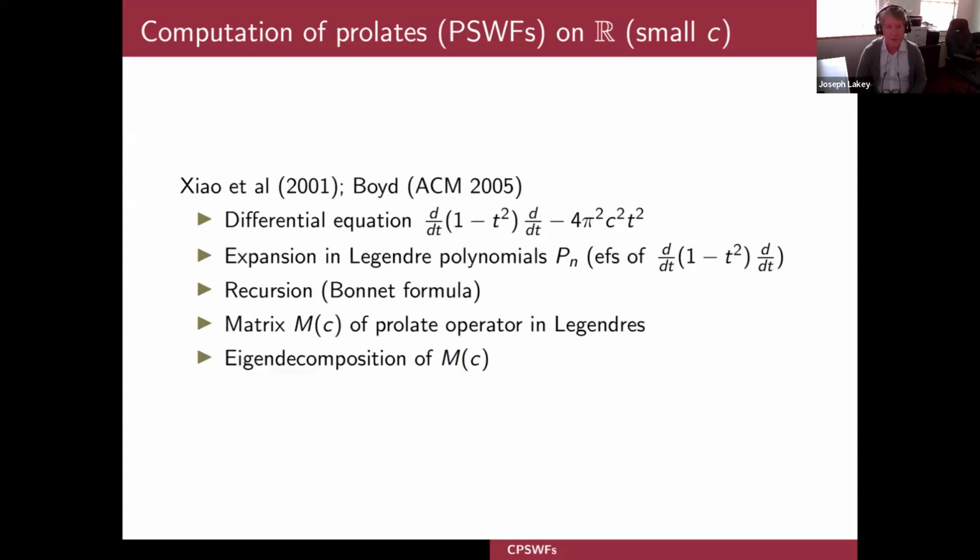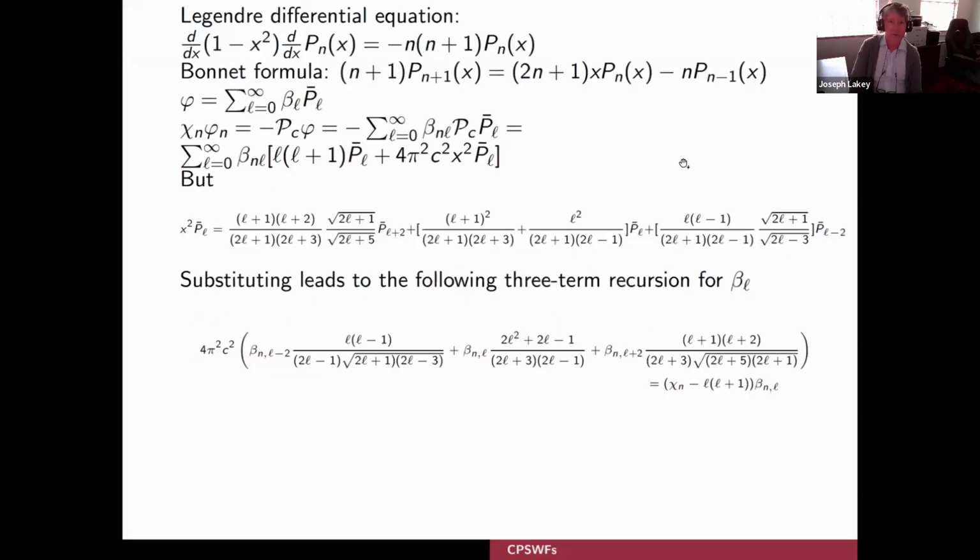And the critical observation by Xiao et al. and Boyd is that if you just want to compute the eigenfunctions up to some order, then you can use this three-term recursion to build a matrix and truncate the matrix up to some size, depending on the order of the eigenfunctions you want to compute. And that truncation gives you a good estimation of the coefficients of the expansions themselves. So here are some of the gory details.